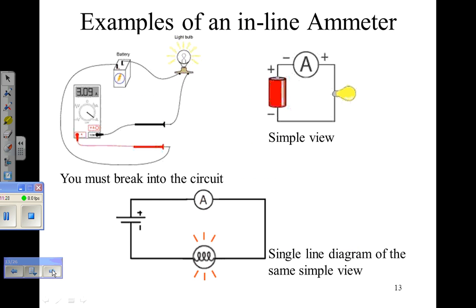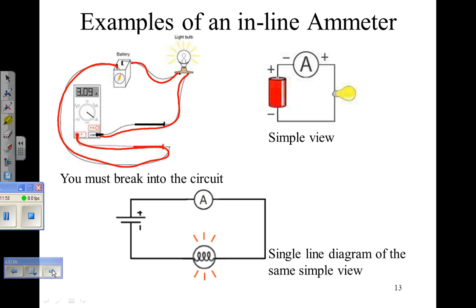Here's a couple of quick, simple, childish diagrams. I apologize if you were offended about how simple these are, but I want you to realize that in an inline ammeter, all the current has to go through this meter right here. All the power is going out to the bulb, and it's going back through the meter, back to the battery. So that, we would say, is in series.